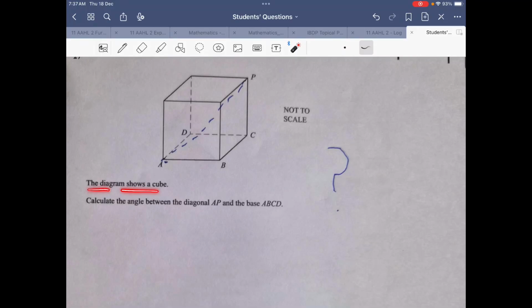The diagram shows a cube without any label of the measurement of the length, right? Nothing. Our task is to calculate the angle between the diagonal AP, the line AP, and also the base ABCD. Before we get into the calculation part, it's best if we could identify which is the angle between the line AP and also the plane ABCD.